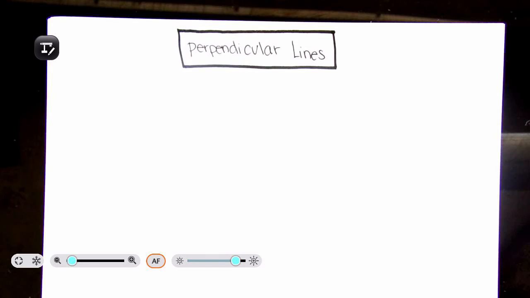Beautiful people, and welcome. In today's video, we will be discussing perpendicular lines. This is an introductory video, so we're going to be talking about how to determine if two lines are perpendicular and also things that we need to know about slope and the perpendicular lines characteristics.